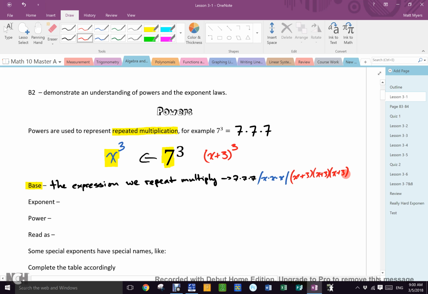All right. Next, what is the exponent? Sure, Kevin, you're on a roll. 3, nice. What is it over here? 3, nice. What is it over here? Nice. And what does that mean? Excellent. How many bases we multiply.